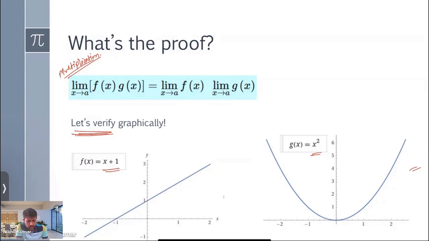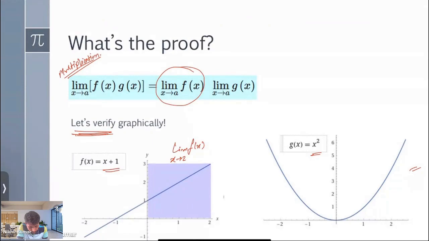Let's find out what is the limit of f of x for a chosen point. Can you find the limit of f of x when x approaches 2? What's the limit? Let me see if I can help you out here. Can you note what's the limit when x approaches 2?